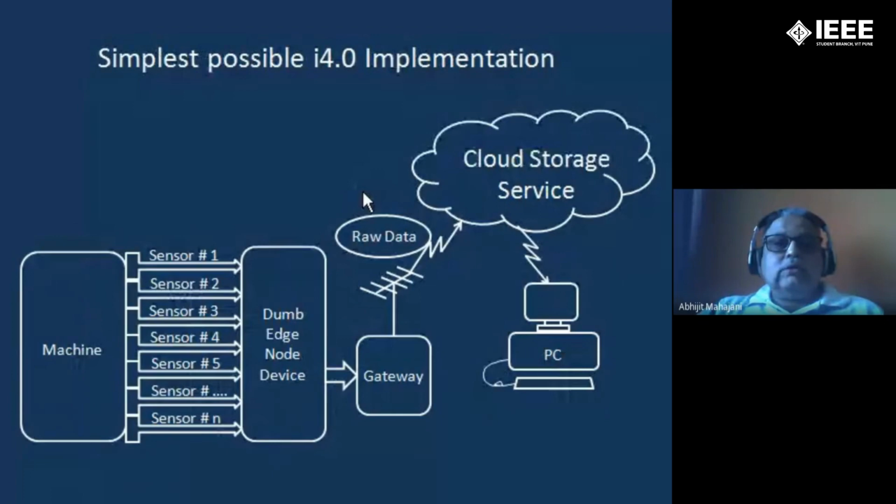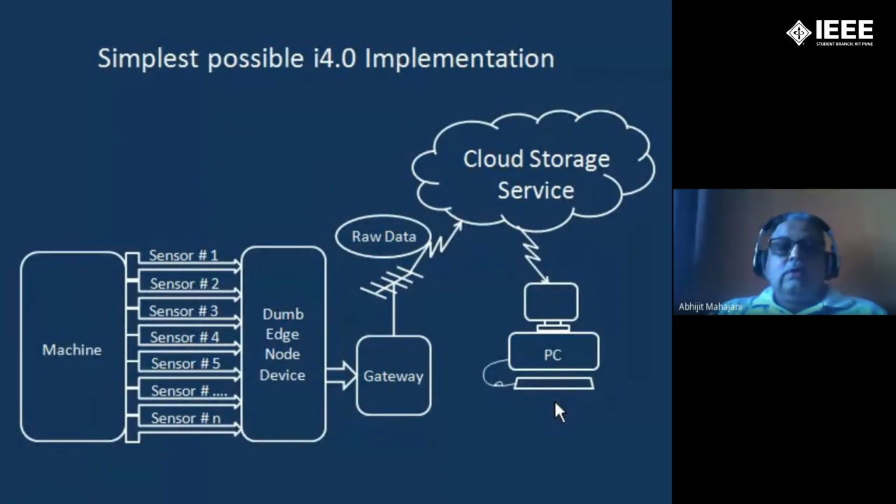Right. So the simplest Industry 4.0 implementation, as per the original idea, was: you have a machine, you have sensors, and you have a dumb edge node which collects all the data and puts it to the gateway. The gateway has got IoT connectivity, and it sends the raw data to the cloud, and whenever you need, you analyze the data on a need basis. This is very simple to implement, and to start with, this is a good thing to do.